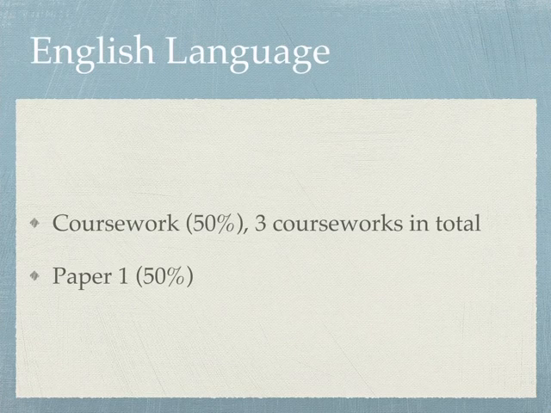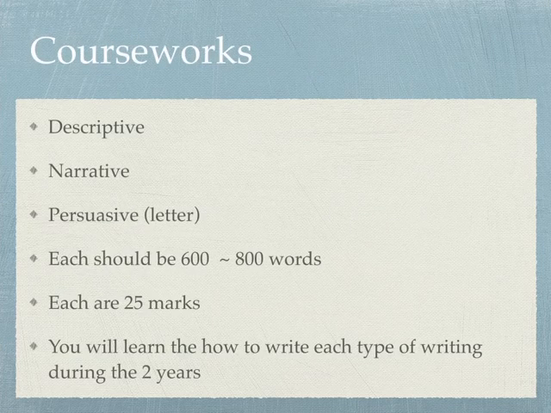So English language, 50% is coursework. You'll have 3 coursework in total, and you'll take 1 language paper, which is another 50%. Courseworks include descriptive, narrative, persuasive, which is letter, and each should be around 600 to 800 words. Each are 25 marks. You will learn how to write each type of writing during the 2 years.